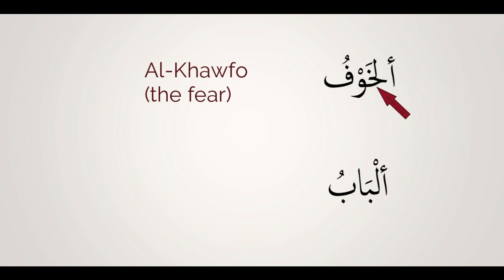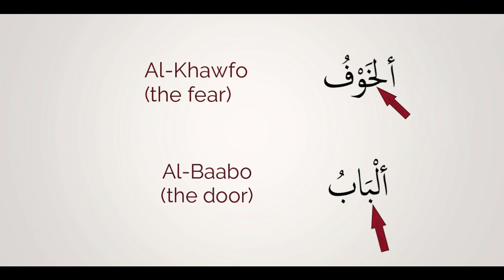Another example is al-babu, which means the door. In this case, you will also pronounce the lam, al-babu, because ba is one of the moon letters. Now let's look at some examples in which we do not pronounce the lam. As-sami'u, which means the listener. In this noun, we do not pronounce the lam. We directly connect the hamza with the sin, as-sami'u.